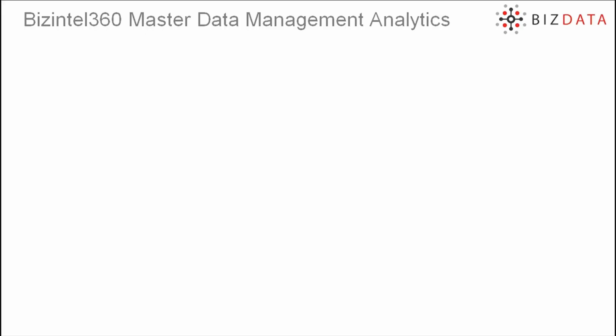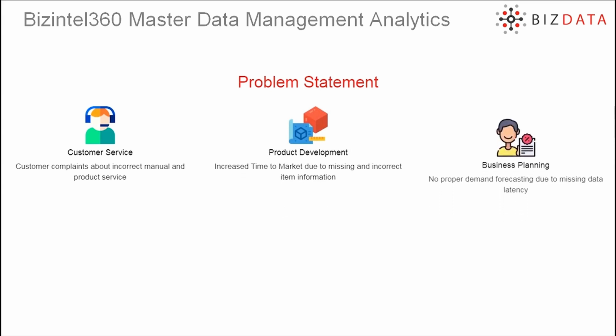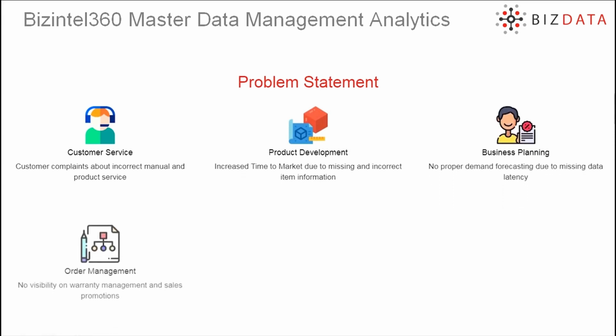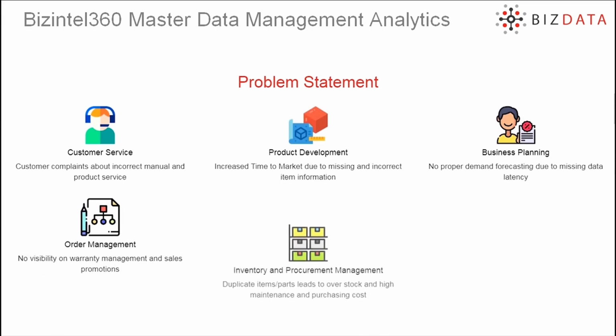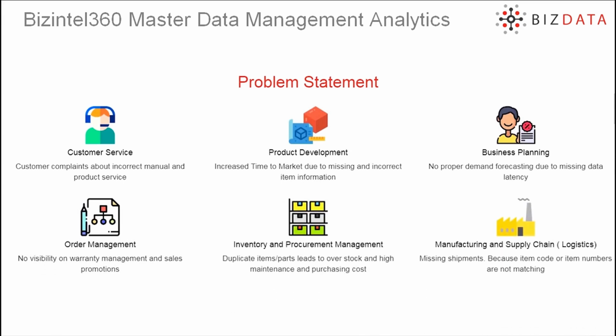Let's see some of the common product data management problems. The most common problems are customer complaints about incorrect manuals and product service, delayed product launches due to missing and incorrect item information, poor demand forecasting, loss of visibility for product promotions by the sales team, duplicate items causing overstock, maintenance and increased purchasing cost, and the most repetitive one is missing shipments.